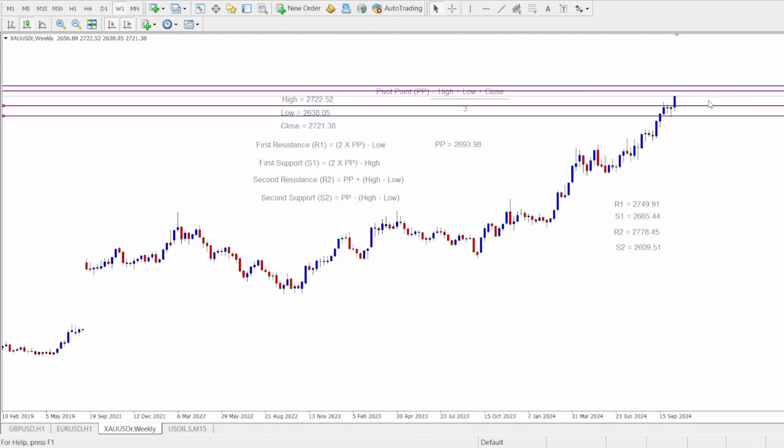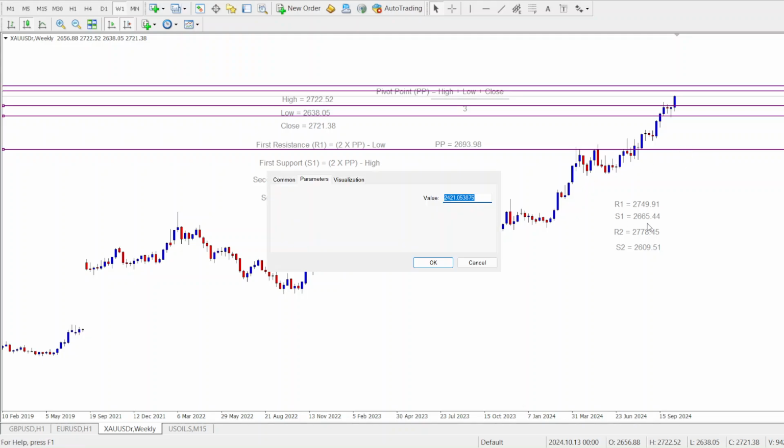could result in possible rejections in the coming week for the price of XAU USD, because this is XAU USD chart. Okay, so the PP, the pivot point, serves as the primary support or resistance level. Okay, let us identify the pivot point itself as well.